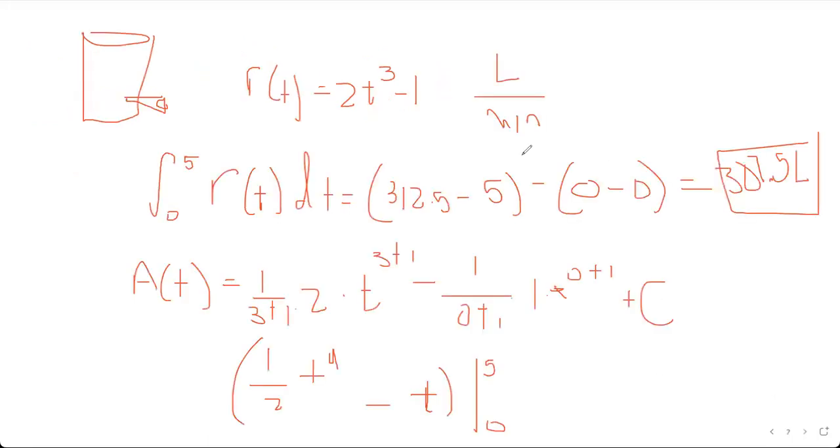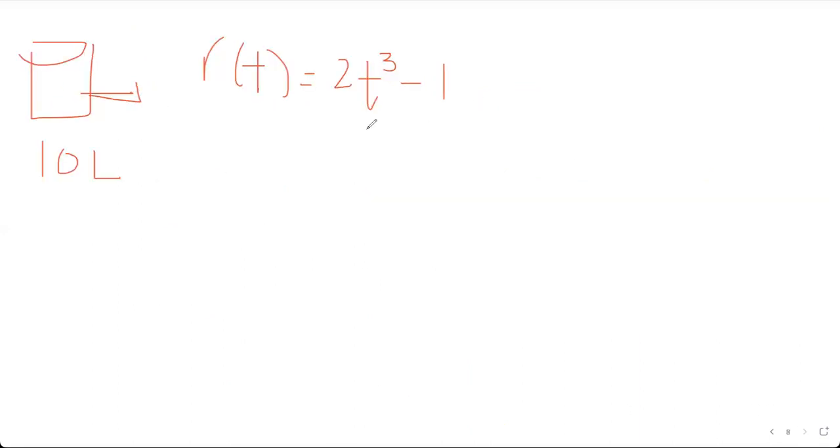Well, let's look back here. This said between 0 and 5 minutes, how much water was spilt out. This is saying, what is the function for the amount spilled out? And we already kind of got that. 1/2 t to the power of 4 minus t. So A of t is equal to 1/2 t to the power of 4 minus t.